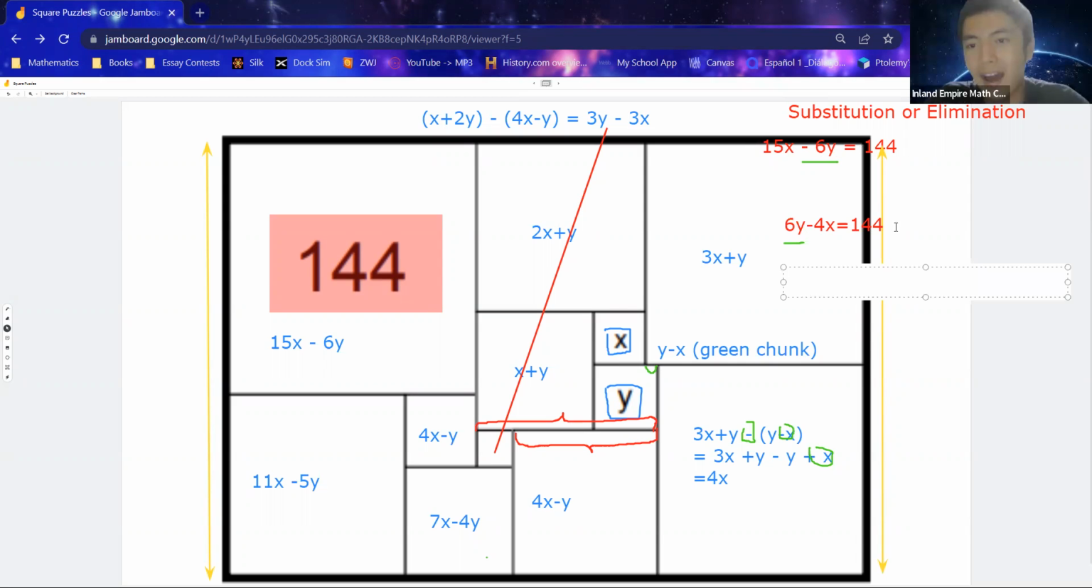So if we add the two equations together, we add the left sides with the left sides and the right side with the right side. The left side is 15x minus 6y plus 6y minus 4x. As we know, the 6y minus 6y cancels out, so it ends up being 15x minus 4x, which is 11x. On the right-hand side, we have 144 plus 144, which is 288. So x is just equal to 288 divided by 11. Someone tell me what that is.